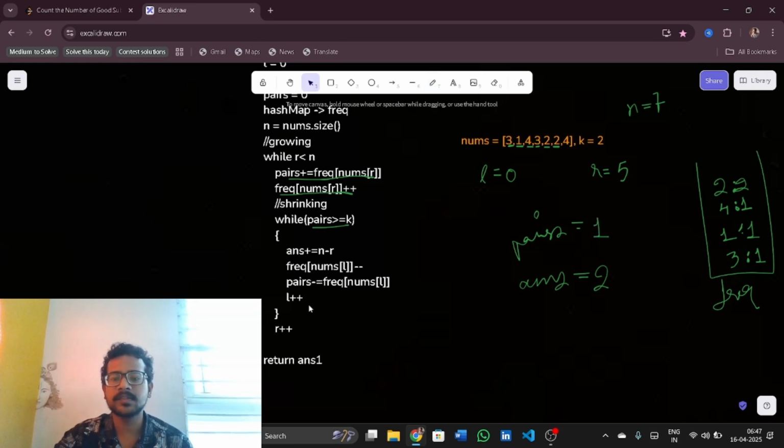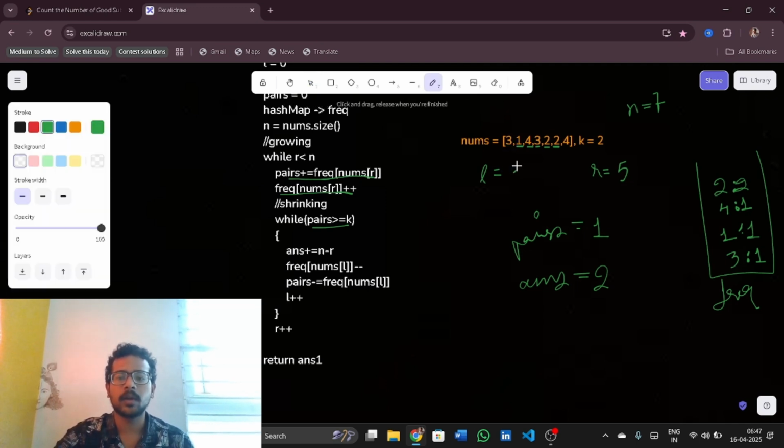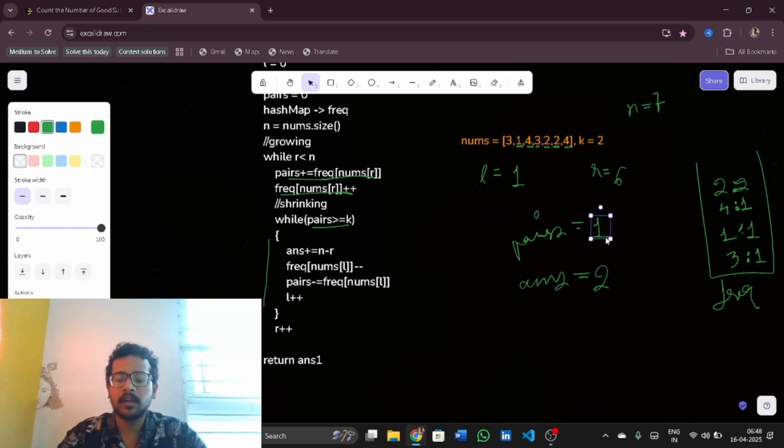Nums L plus plus. So here our sliding window is having L equal to 1. Okay, perfectly all right till now. Pairs are greater than or equal to k? No, k is equal to 2 and pairs is just 1. So out of the loop and r plus plus. If I increment, my r will be 6. Okay, I am at this index, right? 4. Pairs plus is equal to frequency of nums of r. So 4 is present one time, so pairs is incremented by 1. Then I'll get 2. Okay, frequency of nums of r plus plus, 4 is present 2 times, so I am incrementing the frequency of 4.